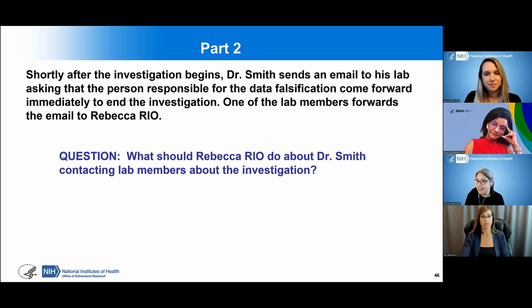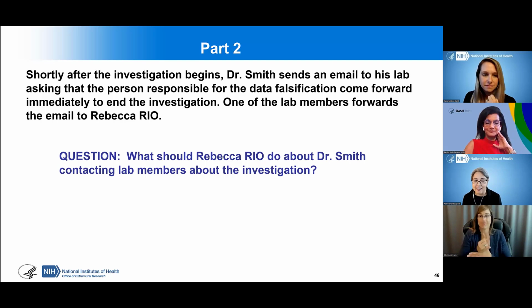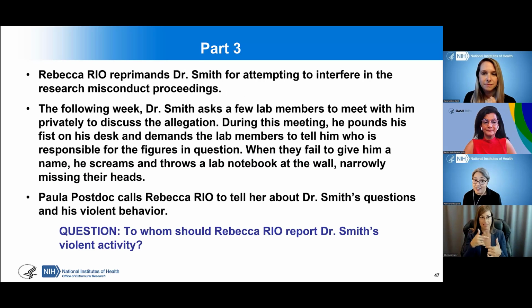Okay, does anyone else raise hand? Nope, I don't see any raised hands. Okay, so people are telling me to instruct Dr. Smith to cease and desist. Yes, so really she needs to go and tell Dr. Smith that he cannot interfere with research misconduct proceedings because this is not appropriate.